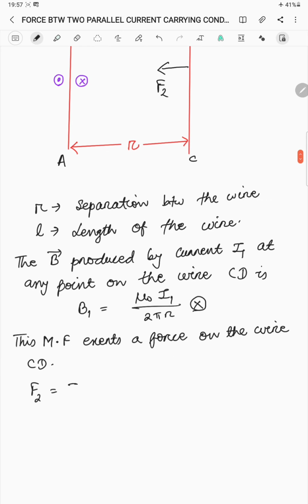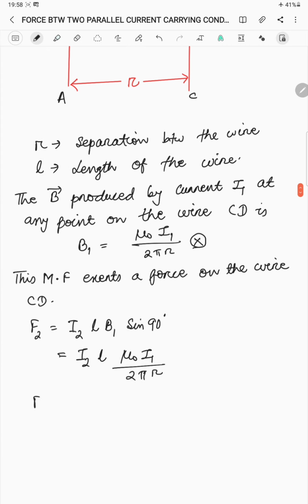So what will my F2 be? F2 will be equal to I2 L B1 sine 90 degrees. Why 90 degrees? Because the magnetic field is perpendicular to the current element. So sine 90 is 1. You will have I2 L, and B1 you have just now found out: mu naught I1 by 2 pi r. So F2 will be mu naught I1 I2 L divided by 2 pi r.